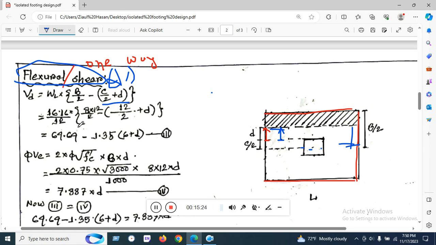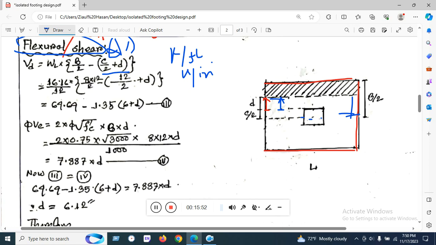WL divided by 12 means we are converting this value from kip per feet to kip per inch. That's why we are dividing by 12. Similarly, the breadth of footing is 18 divided by 2, minus the column dimension C, plus D, and we put this value and denote it as equation 3.